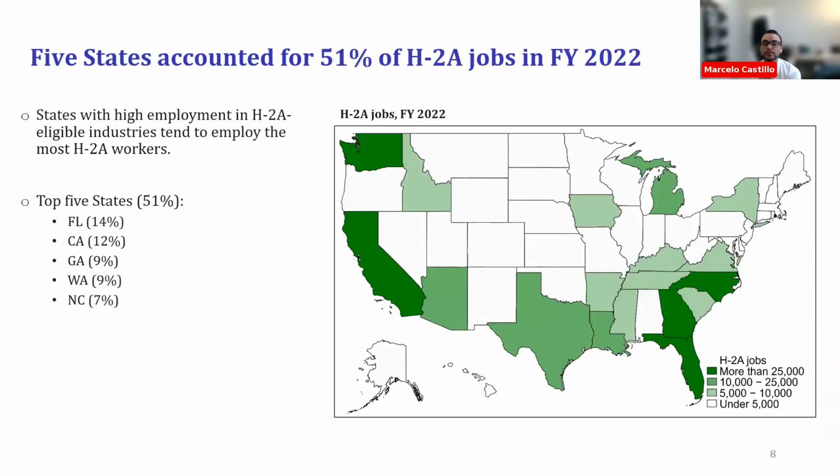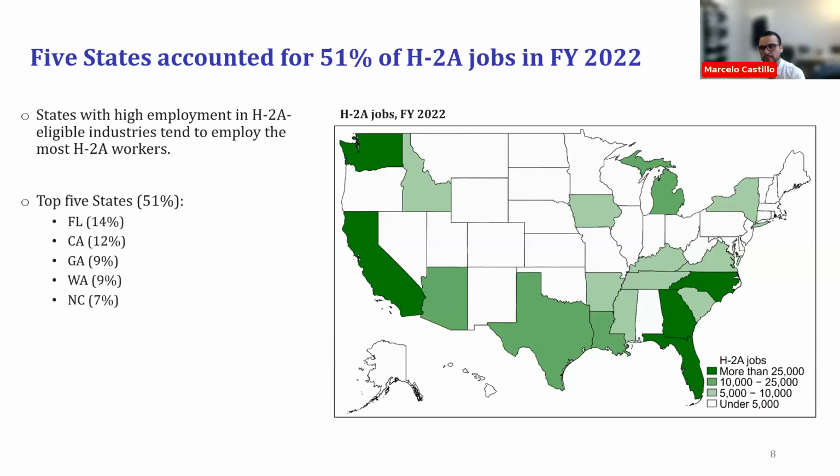All right, so what do H2A employment patterns look like across states? As you would expect, at least speaking generally, states with lots of H2A are those with lots of farm workers working in seasonal jobs. So the top 5 states, all of which had more than 25,000 jobs in this map depicted in dark green, Florida, 14%, California, 12%.